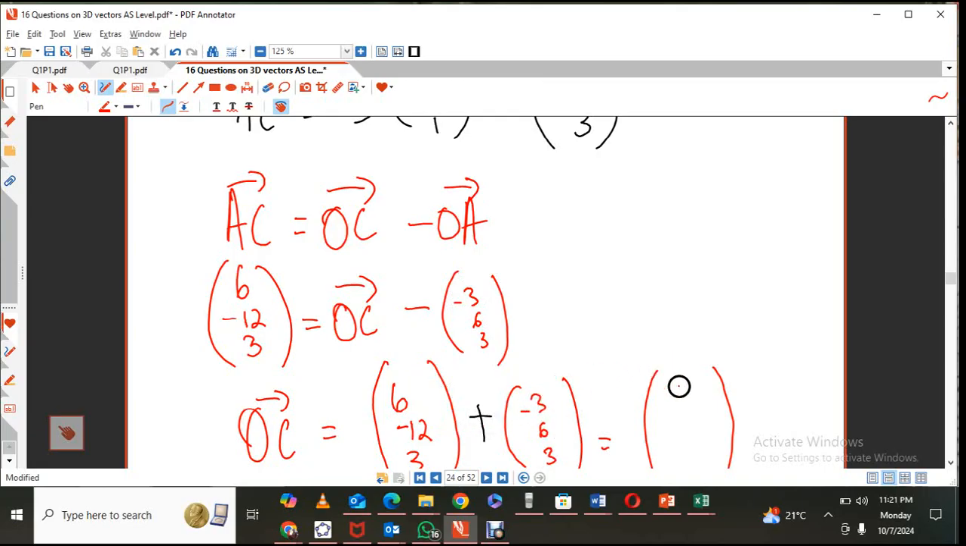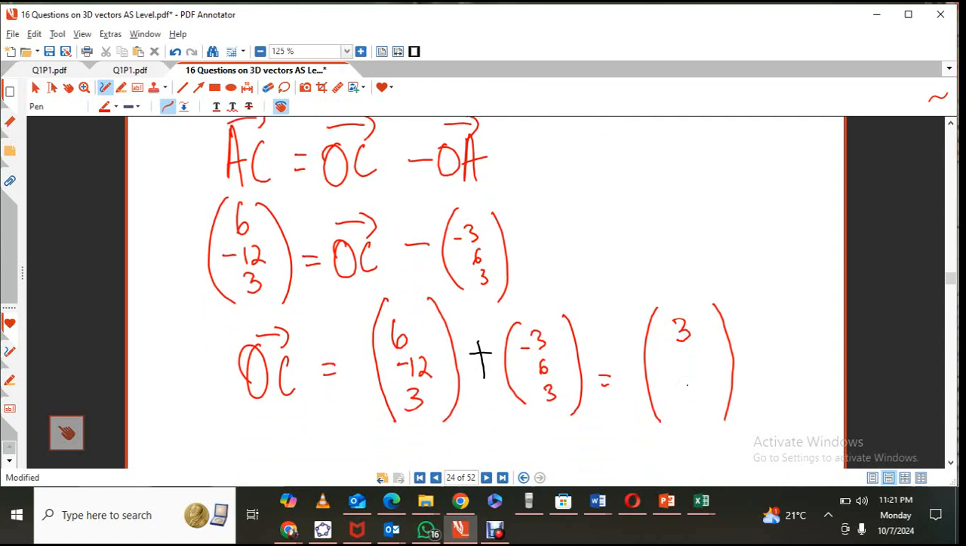Okay, 6, take away that. That is going to be 3. Now it makes a little bit more sense. And negative 12 plus 6 is negative 6. And 3 plus 3, obviously, that gives you 6.